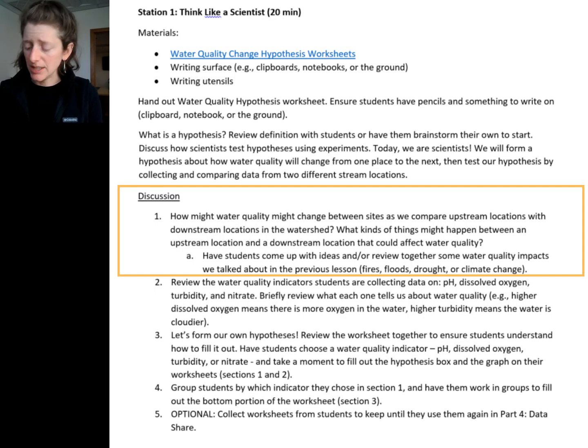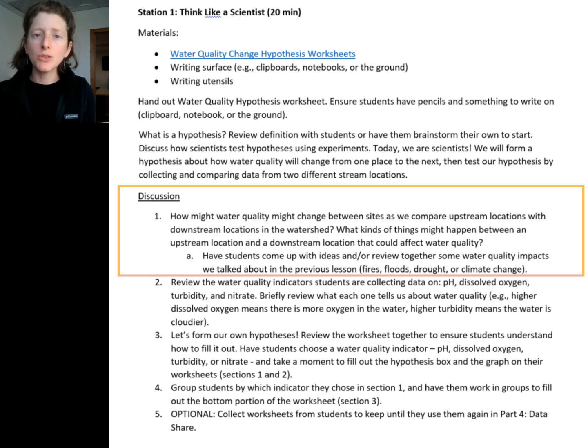So in terms of filling out the worksheet itself, which is the basis of this whole station, before you fill out section 1, a couple of things you might want to talk about is how might water quality change between 2 river testing locations. And this is information that they will have gotten in their first lesson, the lesson they had in the classroom, but it's always good to review. And we can talk about things like fires and floods and droughts and pollution and climate change and all kinds of things that might cause differences in water quality from place to place or over time.